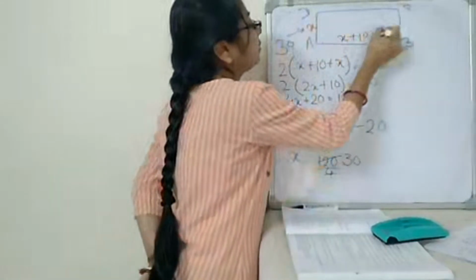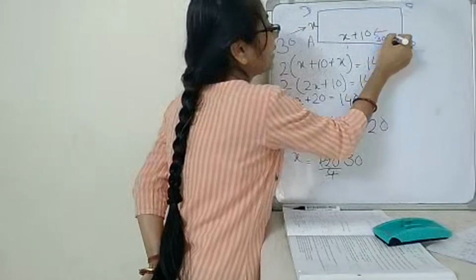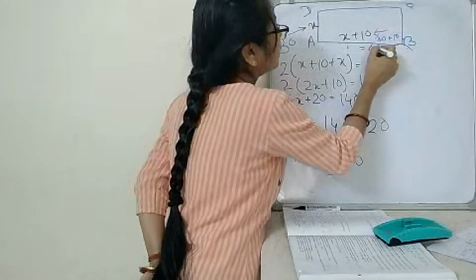And what is this one? x plus 10 is 30 plus 10, which means 40.